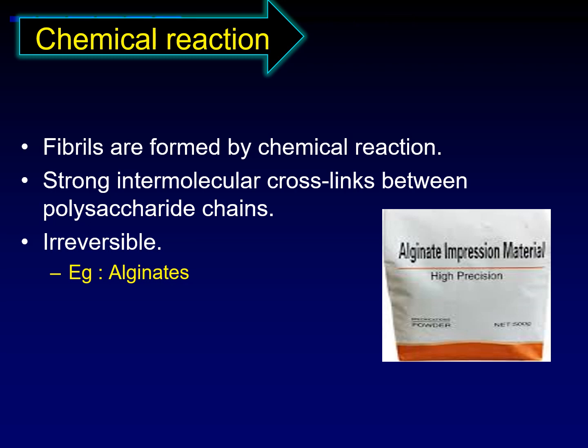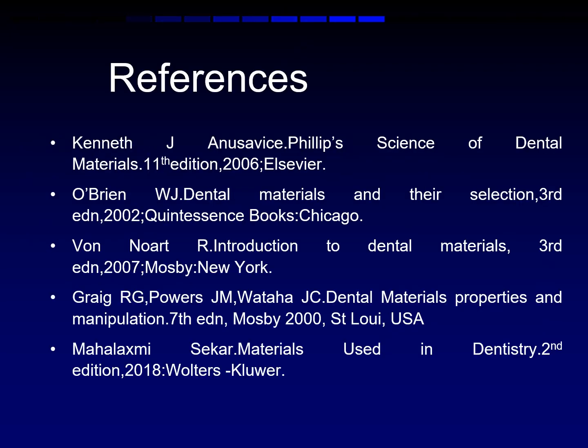Moving on to the chemical set hydrocolloid, we have one important impression material, that is alginate. Here there is a strong intermolecular cross-linking between the polysaccharide, that is the alginate material. In this, the set mass is irreversible. For referring to these details about hydrocolloid impression material, you can refer to Anusavice, O'Brien, Gladwin or Mahalakshmi dental materials.